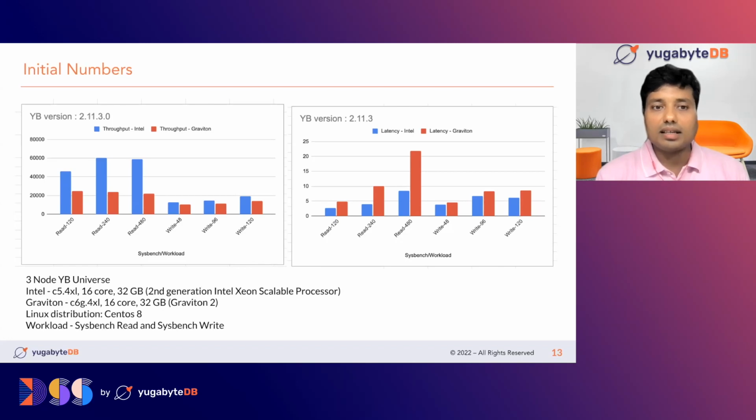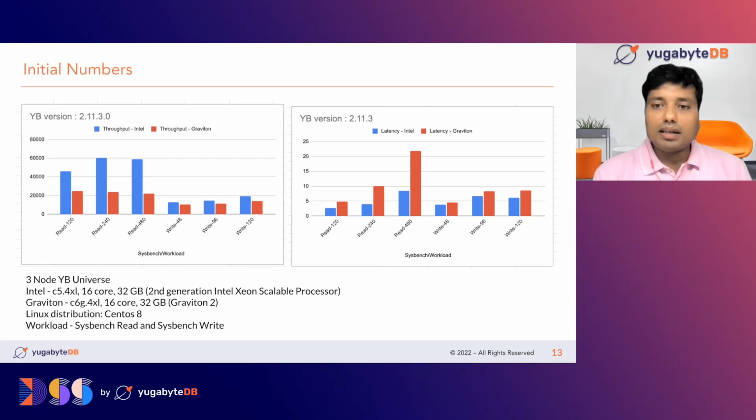We have numbers for both read workloads and write workloads. Read 120 indicates that the read workload was run with 120 threads. Read 240 means the read workload was running with 240 concurrent threads, and the same for write workloads, which were run with 48 threads, 96 threads, and 120 threads. Now if you compare Intel, the blue bars, versus Graviton, the red bars, you can see that Intel was performing very nicely on both throughput and latency. This came as a surprise because we were hoping Graviton would be somewhere closer to Intel, but it was far away.